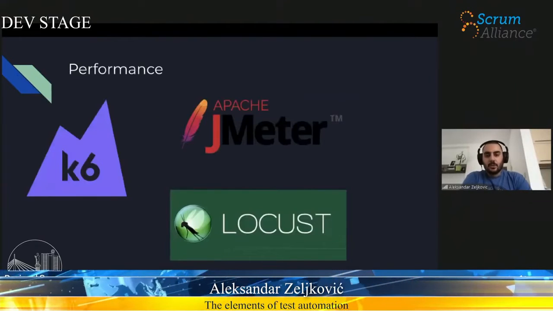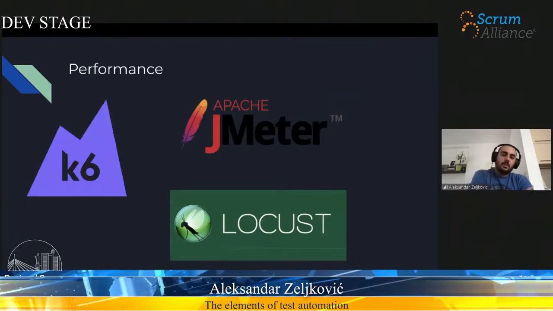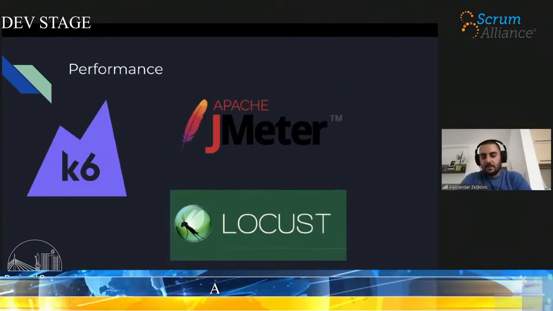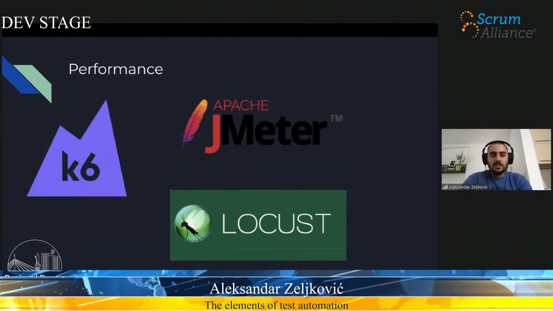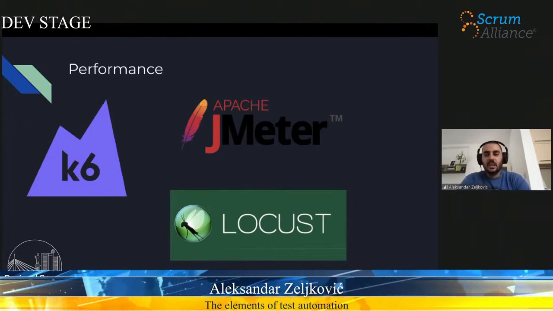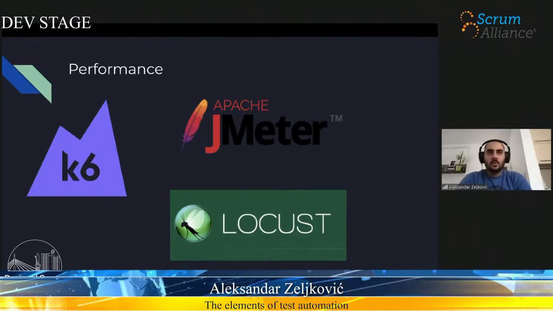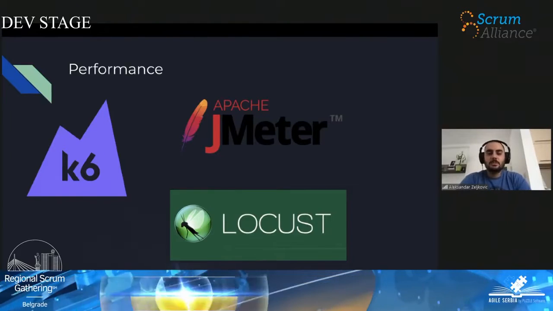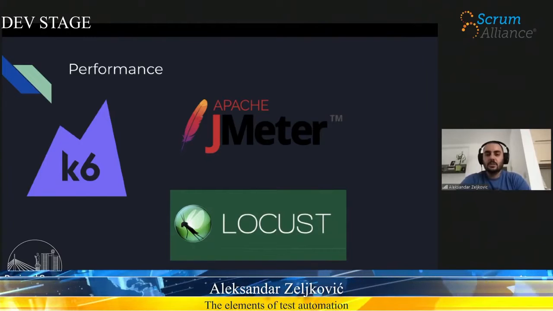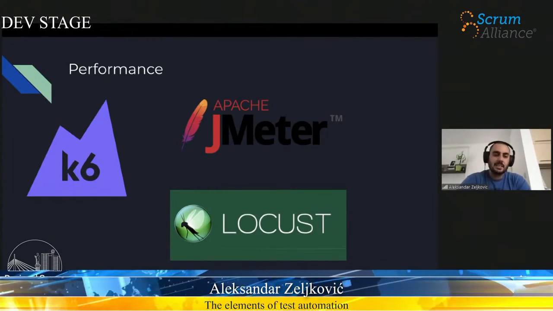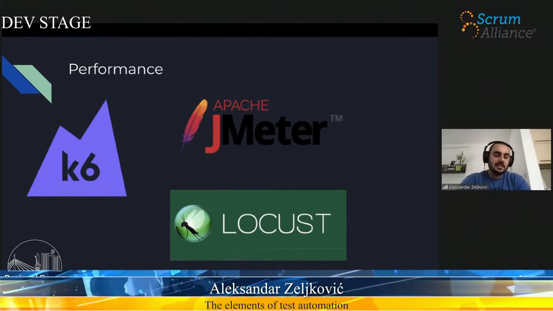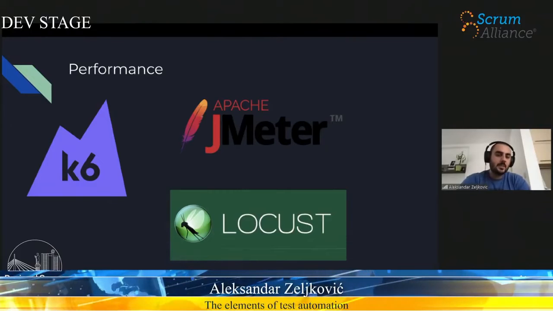When it comes to performance testing, I think the most popular tool is definitely JMeter, at least at this moment. Probably something will change in the future. JMeter, again, does not require coding. It has, similar to Postman, its own UI, where you can just set up your tests. On the other side, in K6 and Locust, tests are written as code, where in K6 tests are written in JavaScript, and Locust is a Python framework.